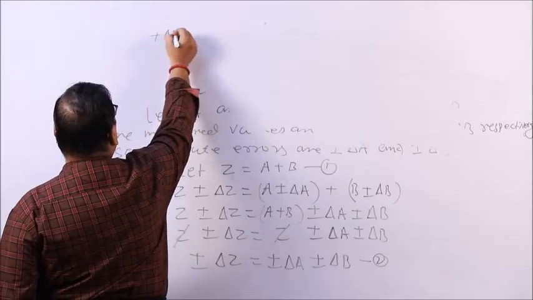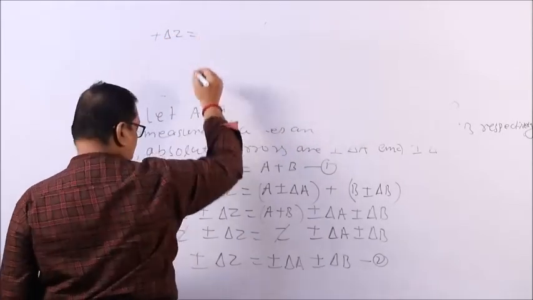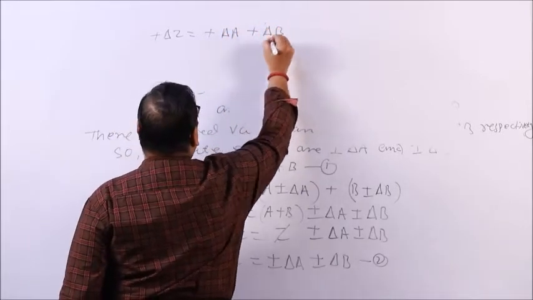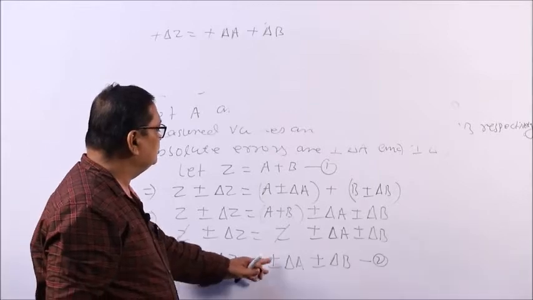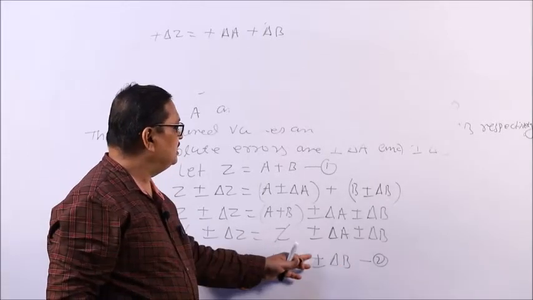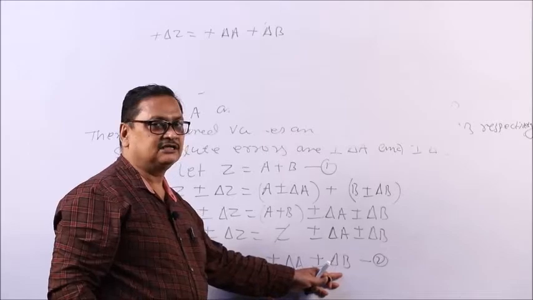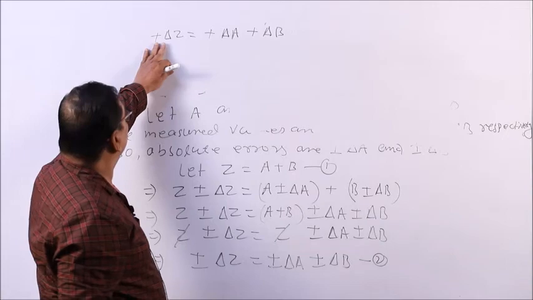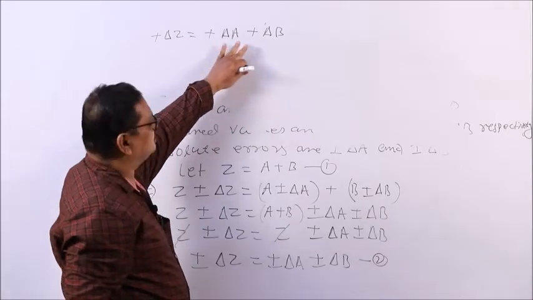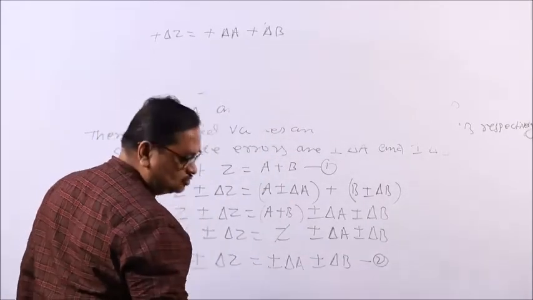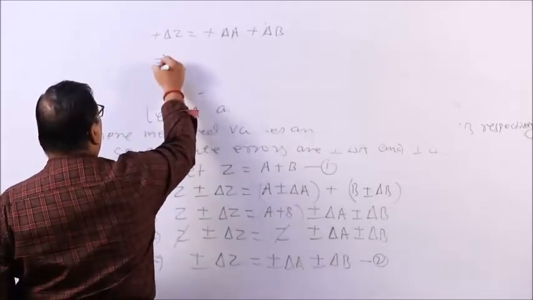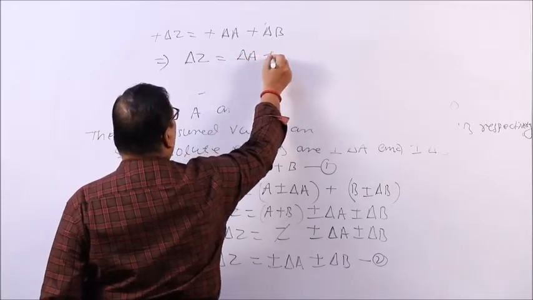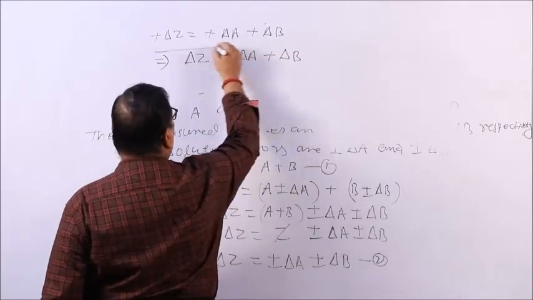Plus delta Z equals plus delta A plus delta B, and the other possibilities are plus delta A minus delta B, minus delta A plus delta B, minus delta A minus delta B. So, among the four options the maximum error is plus delta Z equals plus delta A plus delta B. So, finally, delta Z equals delta A plus delta B.